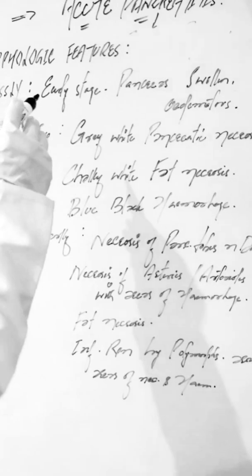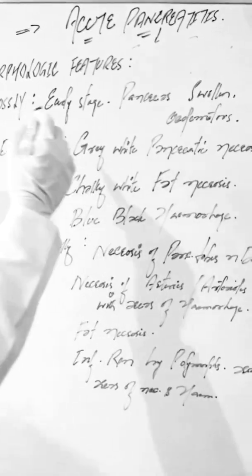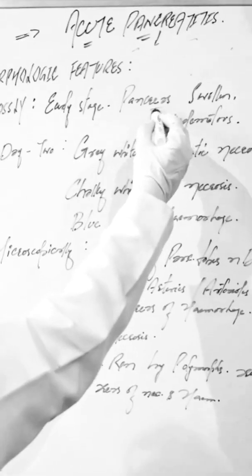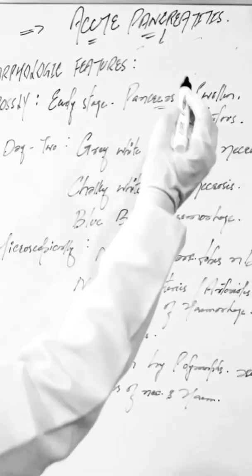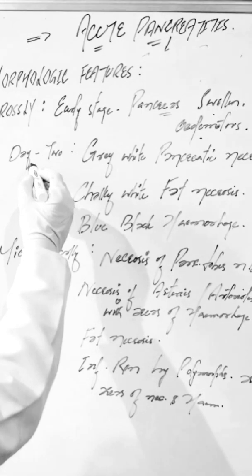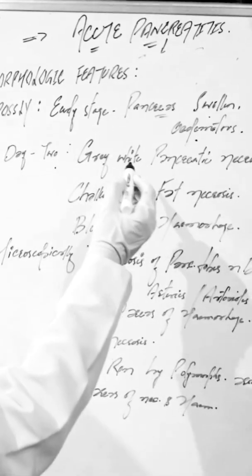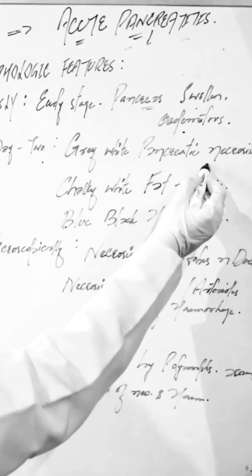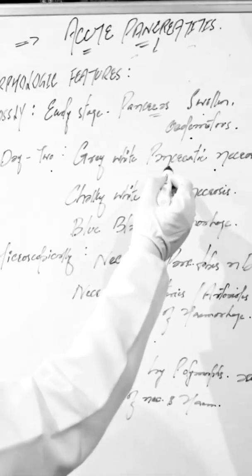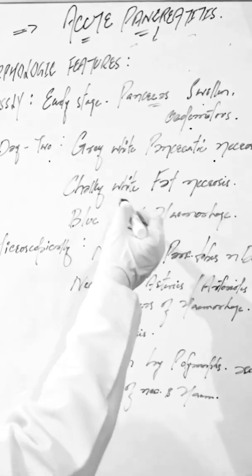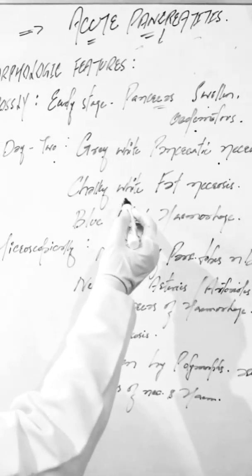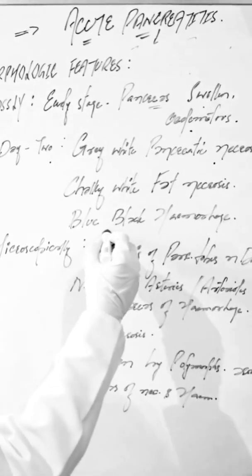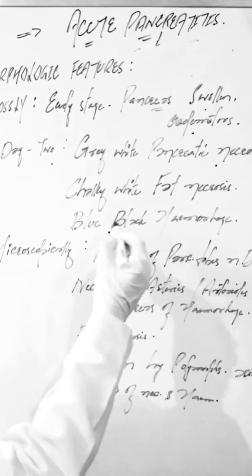Now let's see the morphologic features. Grossly, if we see, in the early stages the pancreas will be swollen and edematous. There will be edema, and by day two there will be the appearance of gray-white pancreatic necrosis. There will be necrosis of the pancreas, and fat necrosis that will resemble a chalky white. We can say there will be a chalky white fat necrosis, and there will be a blue-black hemorrhage.